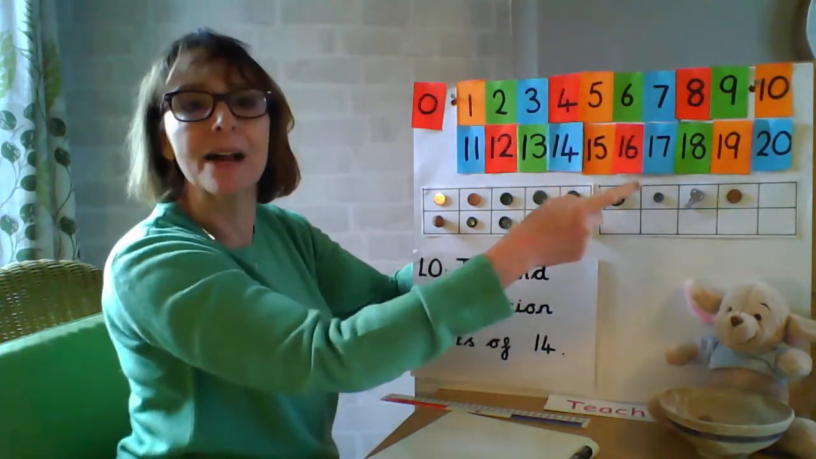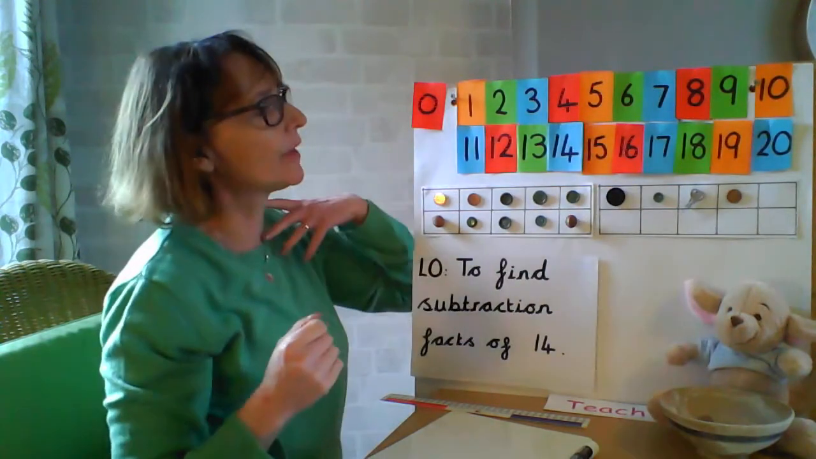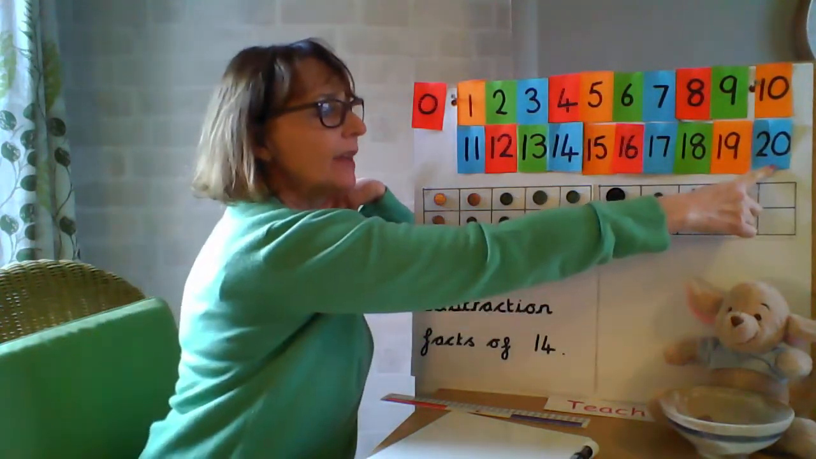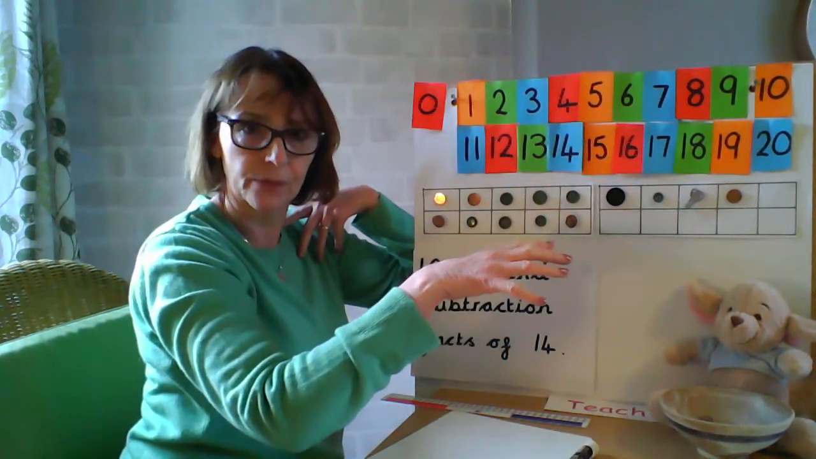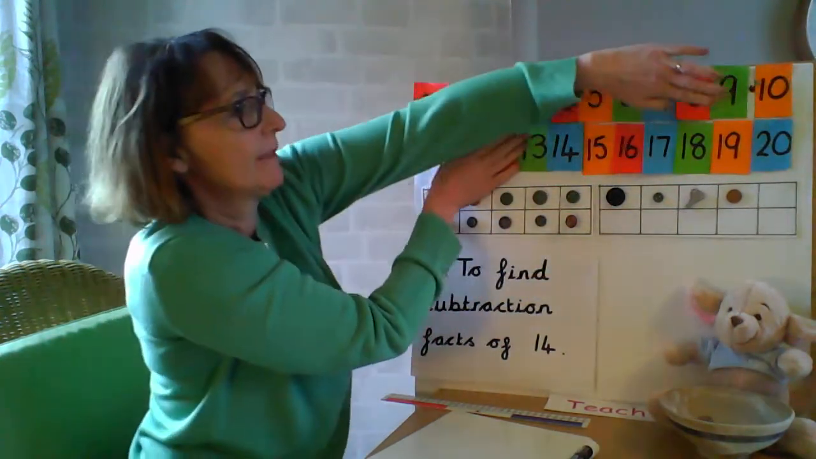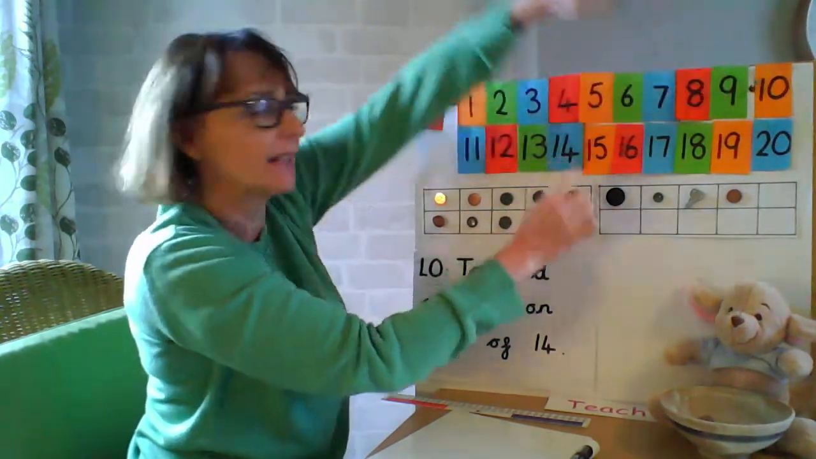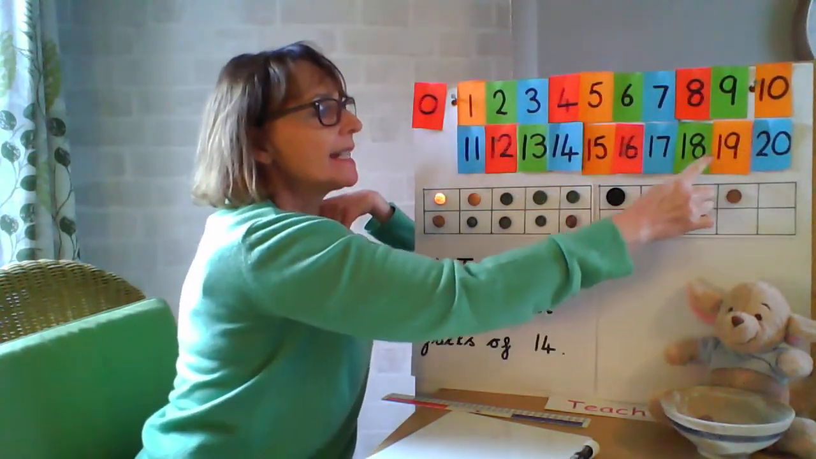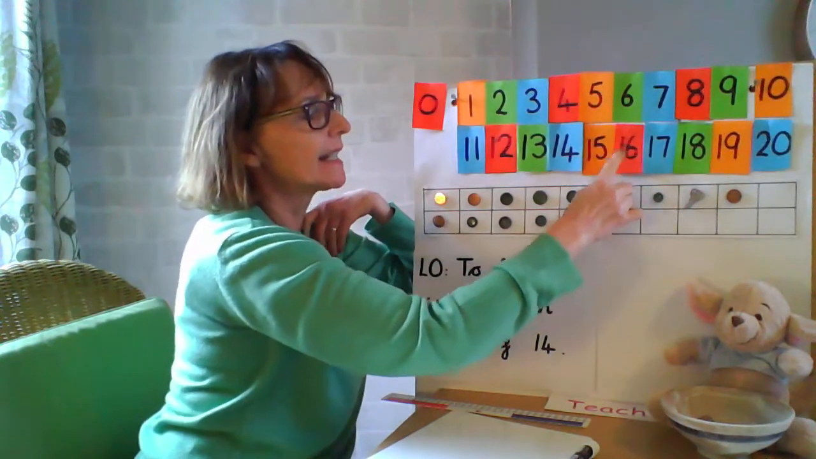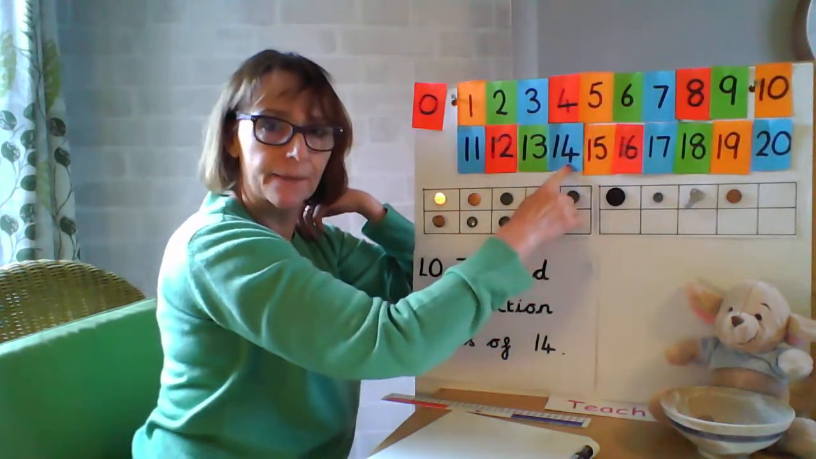So let's have a little count backwards from different numbers. Let's start at 20, count backwards to 14 and stop at 14. Okay, we're just going to stop at 14. So are we ready? 20, 19, 18, 17, 16, 15, 14.